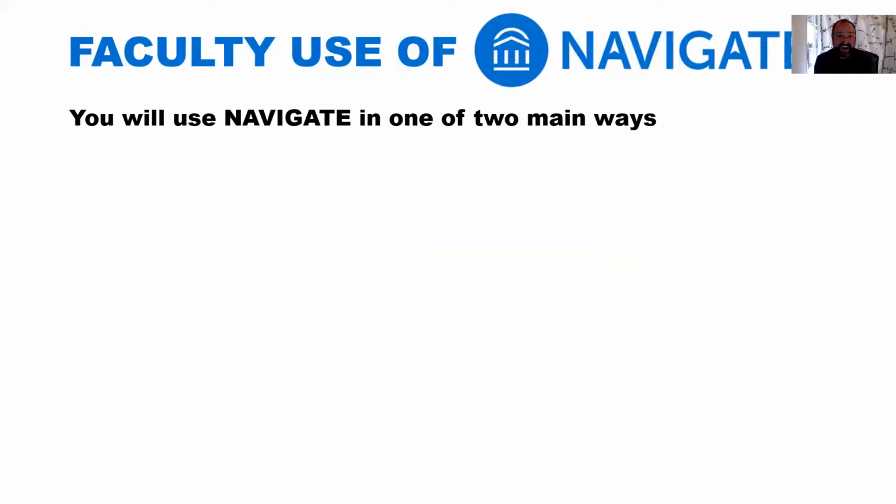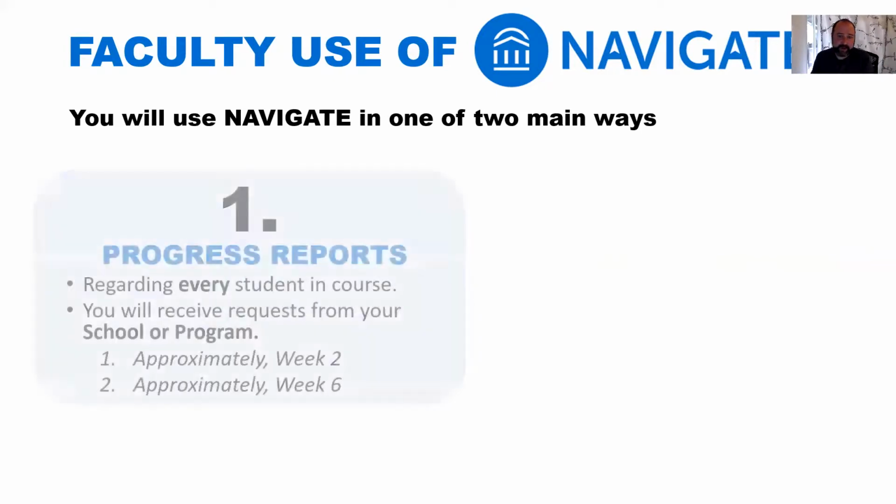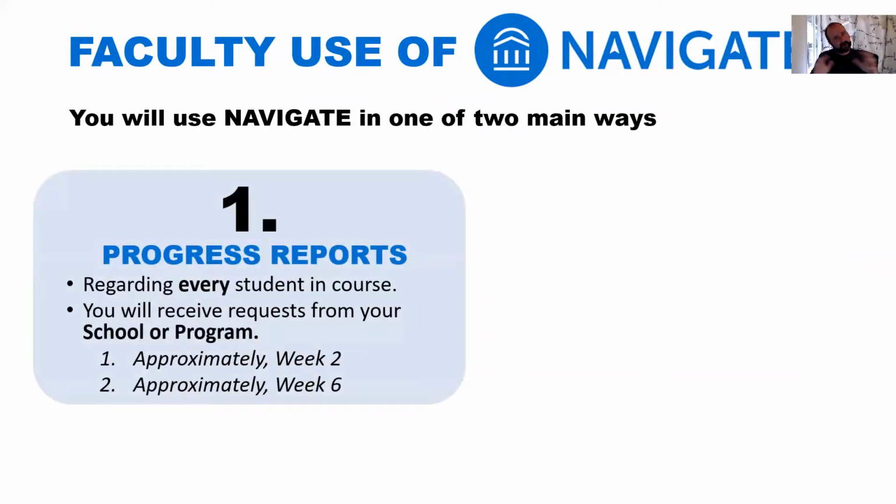So, as a faculty member, you're going to be using Navigate in one of two ways. And these are the two ways that I mentioned a little bit earlier. So one is progress reports. And progress reports regard every student in your class. And you'll actually get a request from your school or your program or from an advisor that says, hey, please submit a progress report on your entire class, okay? And this will happen approximately in maybe week 2 and then maybe week 6 after midterms, dependent on the school or program or advising staff that reaches out to you. Now, not every class is going to get a progress report. These will be targeted to classes that are kind of gateway classes or often classes meant for first-year students.